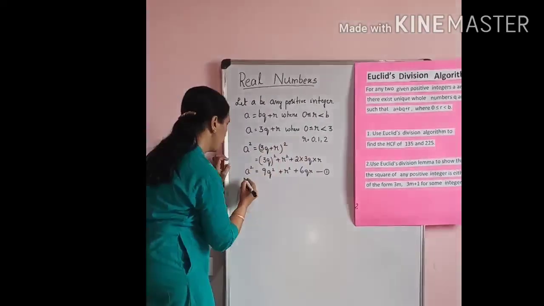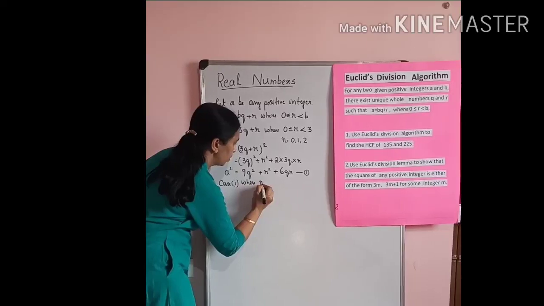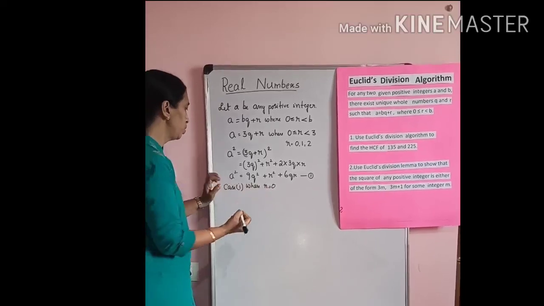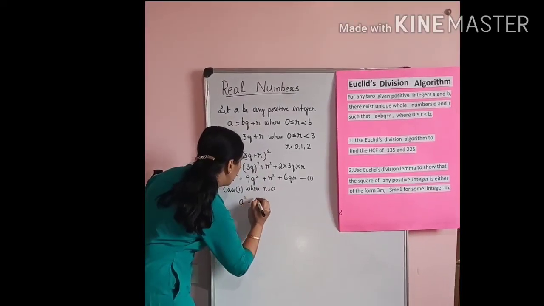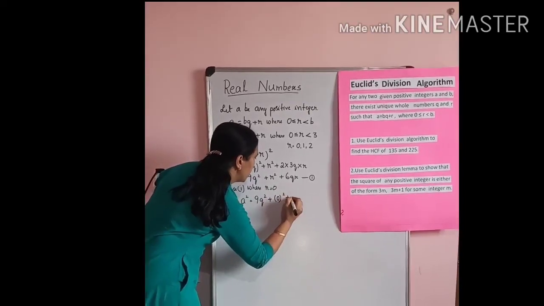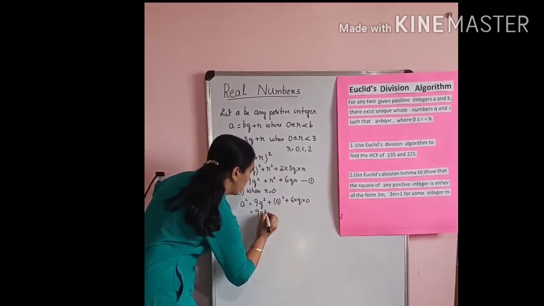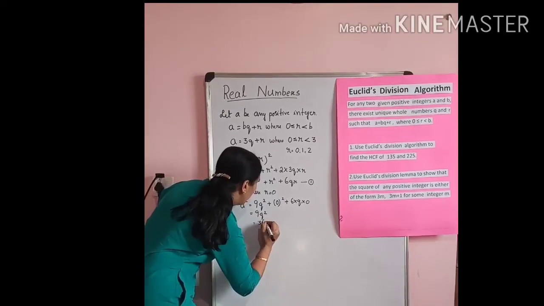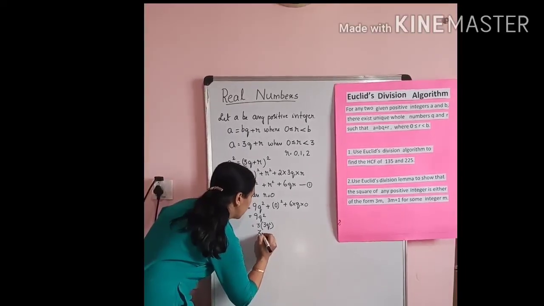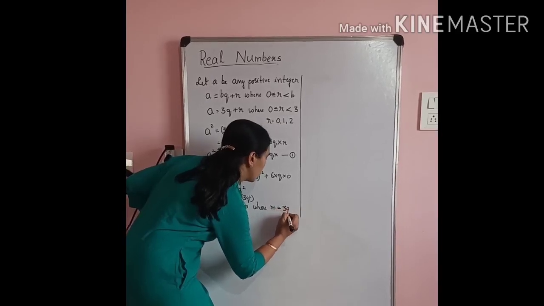Now let us consider case 1, when r is equal to 0. In equation 1, in place of r, when we substitute 0, we will get a square is equal to 9q square plus 0 square plus 6 into q into 0. So we will get 9q square, which can be written as 3 into 3q square. So 3 is common here, so we can write it as 3m, where m is equal to 3q square.